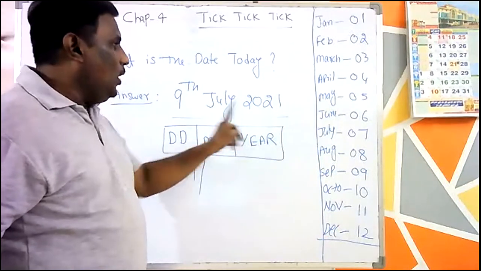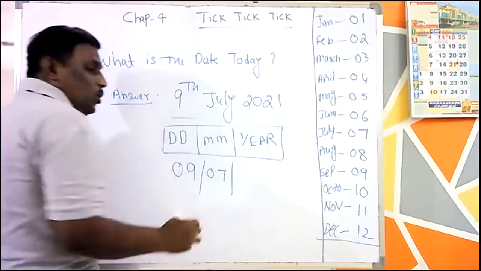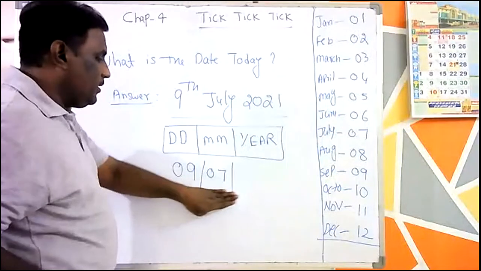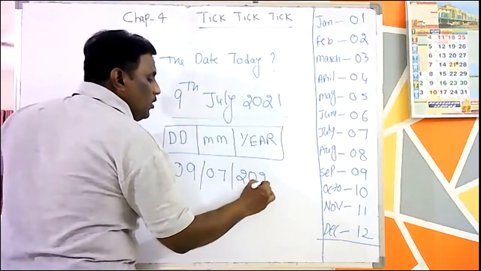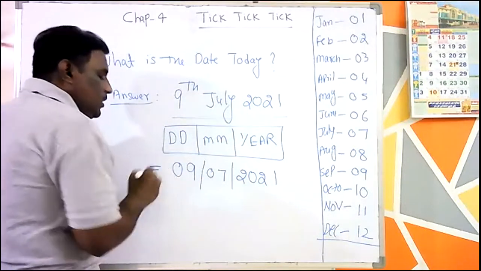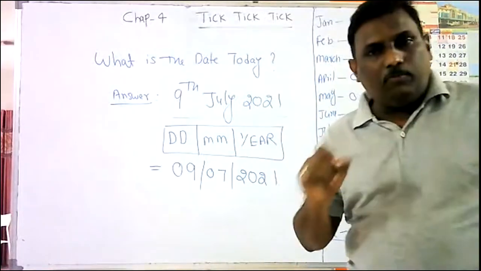Now, this is July. July means 7th month. Write 07. Don't write single digit, write double digit. Then followed by year. That is 2021. This is the method to write any date in the standard form.